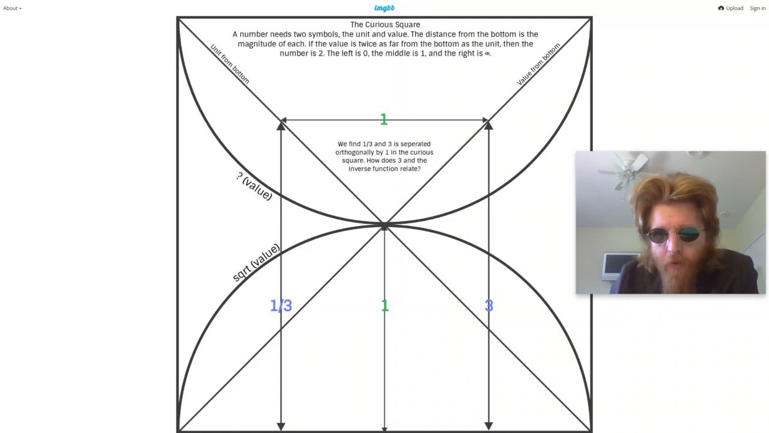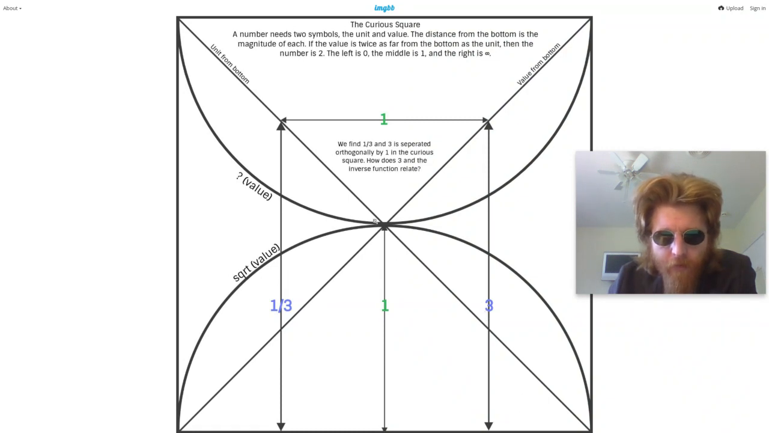A number needs 2 symbols, unit and a value. What are we measuring and how much of it? And that's just any abstract symbol. So we represent the unit with this diagonal line from the bottom right to the upper left, and we represent the value with the diagonal line from the upper right to the bottom left. And the distance from the bottom to these 2 lines is the magnitude of the unit of value.